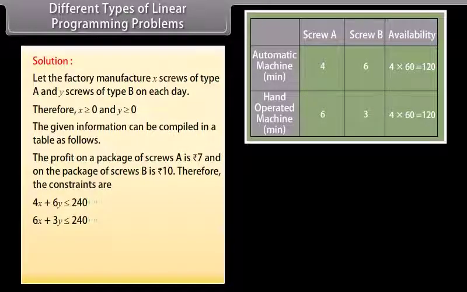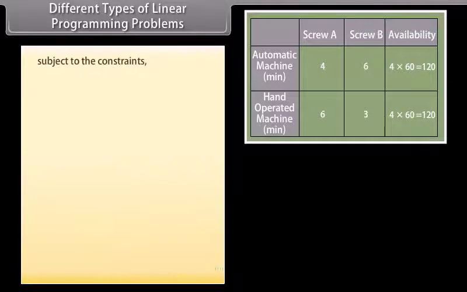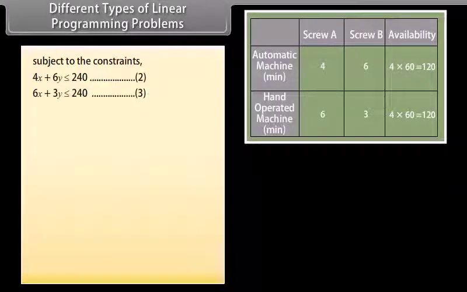6x plus 3y is smaller than or equal to 240. Total profit Z is equal to 7x plus 10y. The mathematical formulation of the given problem is: maximize Z equals 7x plus 10y, mark it as equation 1, subject to the constraints 4x plus 6y is smaller than or equal to 240, mark it as equation 2; 6x plus 3y is smaller than or equal to 240, mark it as equation 3; x, y is greater than or equal to 0.